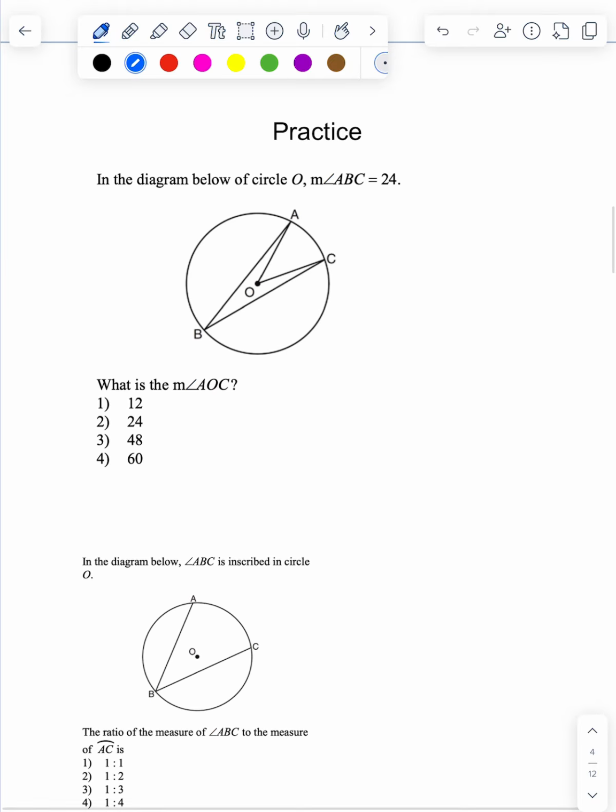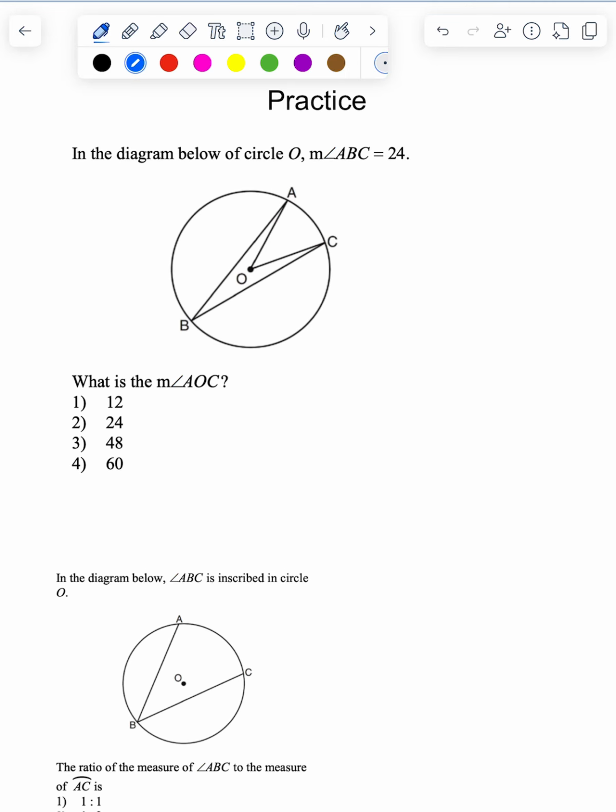Now let's do some practice questions using the properties that we saw in this video. For each of these, I do highly recommend that you pause the video and try your best to pick an answer before you see the work and the answer, to see if you can do it yourself. And then you can always unpause the video to see the answer.